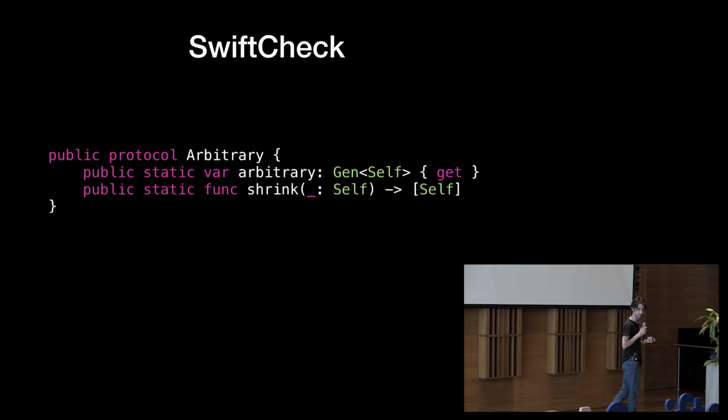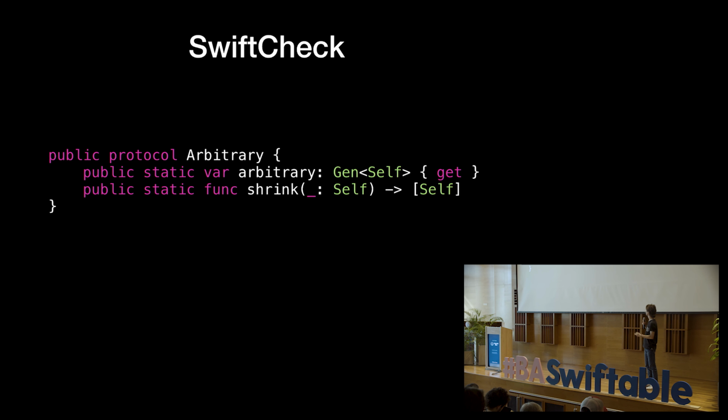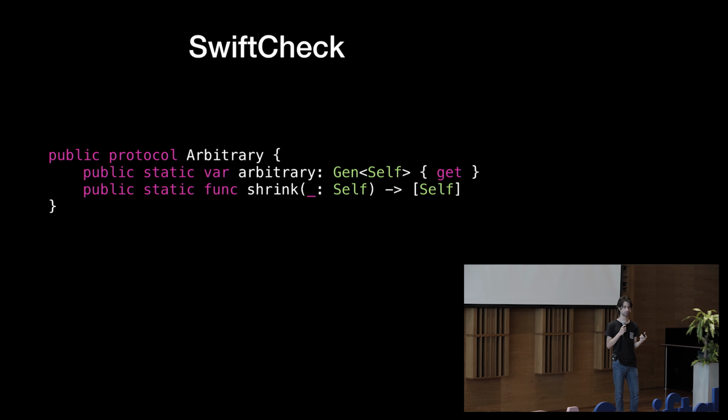SwiftCheck works by this protocol which is called Arbitrary, and this protocol has two requirements. You need a generator in order to generate random values, and you need a shrink function that lets you shrink big data to smaller data. And of course, SwiftCheck already implements this protocol for all the basic types like Int, String, etc.